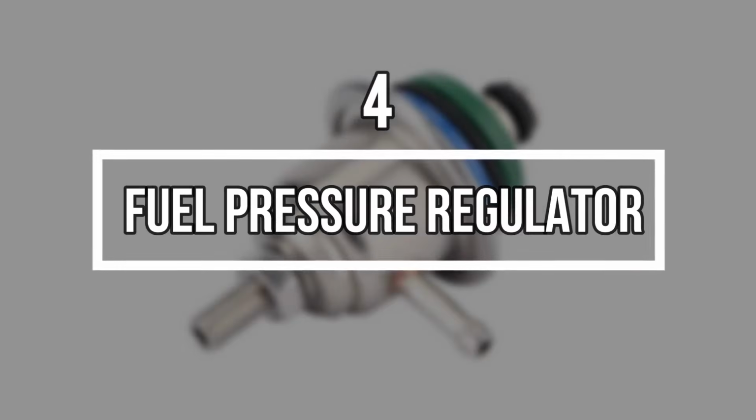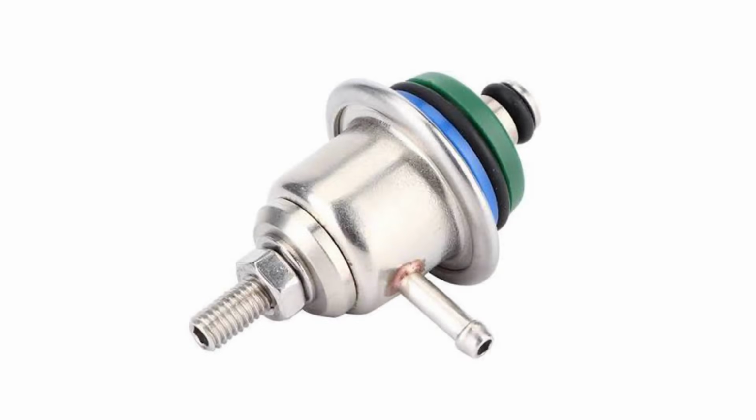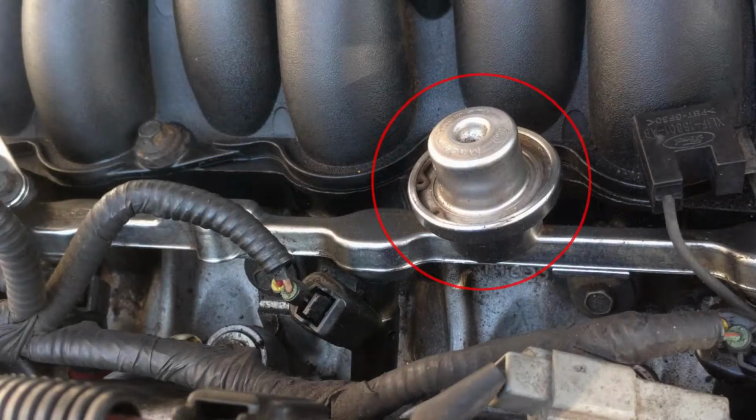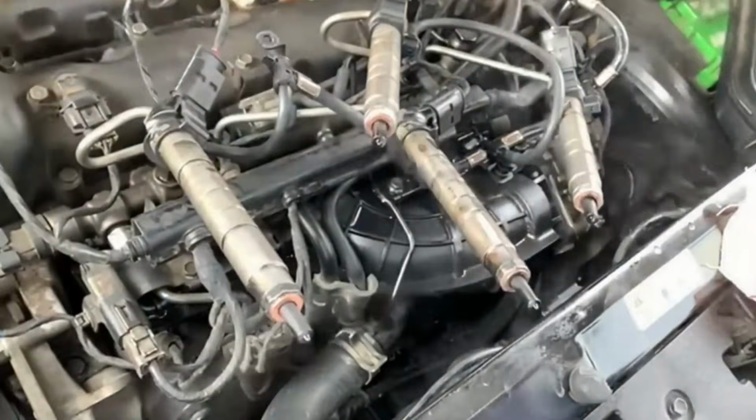4. Fuel pressure regulator. If the fuel pressure regulator becomes stuck in the closed position, excessive fuel pressure will build up inside the fuel rail. When the injectors are commanded to open, an abnormally large amount of fuel will be delivered due to the excessive rail pressure. This condition is a direct result of a failed fuel pressure regulator and leads to increased fuel consumption.